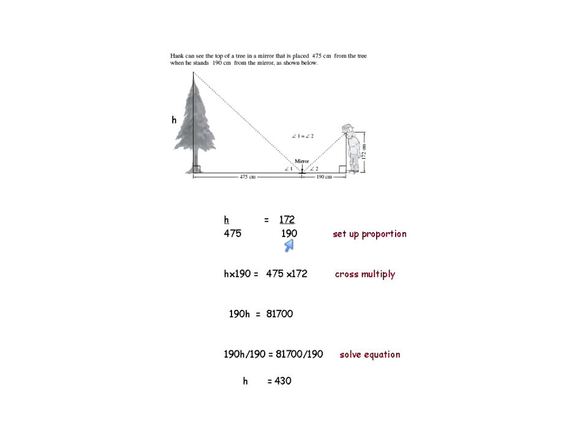Again, we cross multiply. h times 190 is going to give us 190h on the left side. And then we multiply 475 by 172. That gives us 81,700. Now we have a simple equation. Again, divide both sides by 190, and you'll get h. And so we get h equals 430, and that's going to be centimeters.